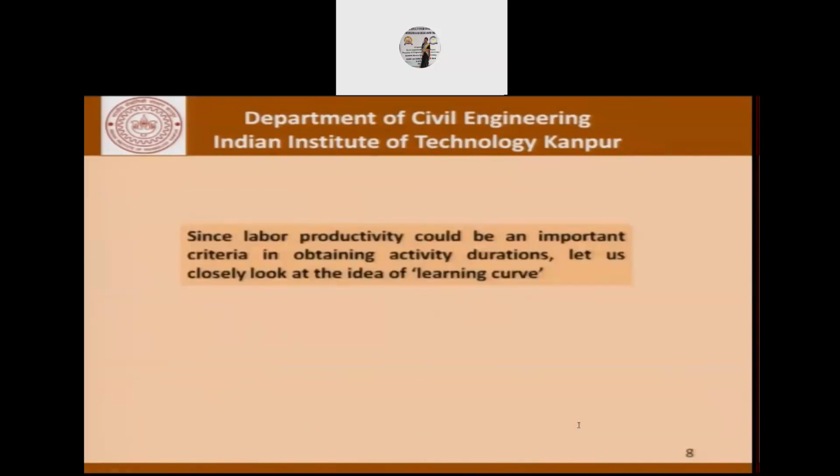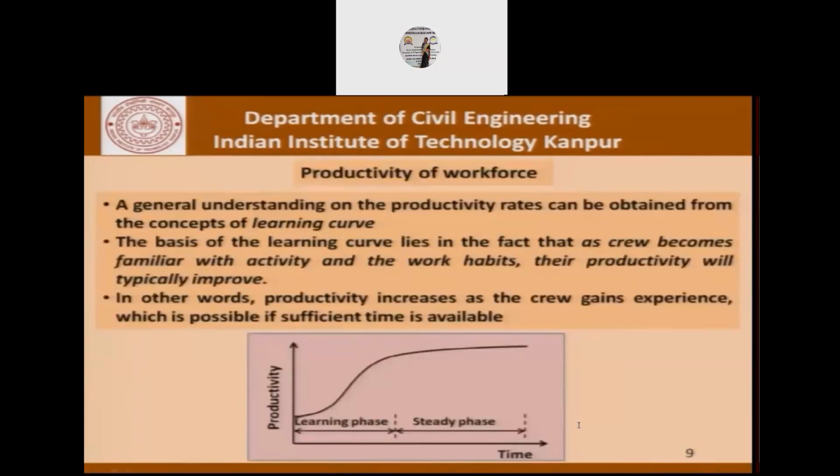So coming to the next part, which is labor productivity, this could also be an important aspect of determining the total time involved. And that is where the learning curve becomes important. So what is the learning curve? A general understanding of the productivity rates can be obtained from the concept of the learning curve. The basis of the learning curve lies in the fact that as the crew becomes familiar with the activity and the work habits, their productivity tends to improve. Of course, there is a limit beyond which it does not improve. There is a limit to the capacity of each worker.